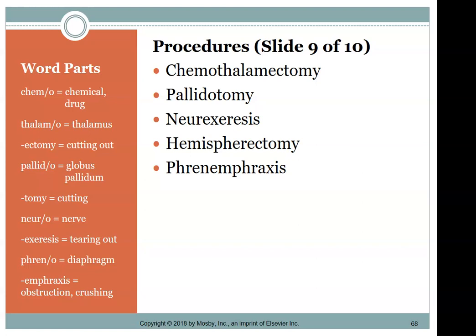And your word parts? Chemo is chemical or drug, thalamo is thalamus, ectomy is cutting out, pallido is globus pallidus, tomy is cutting, neuro is nerve, exeresis is tearing out, phreno is diaphragm, and emphraxis is obstruction or crushing.